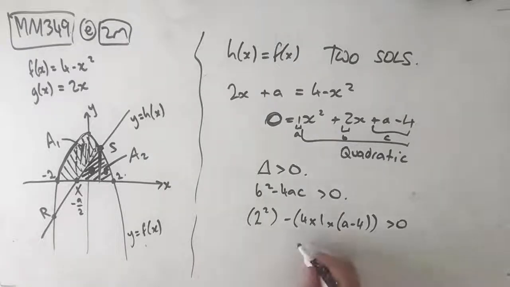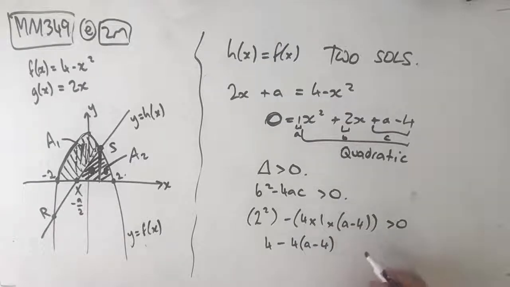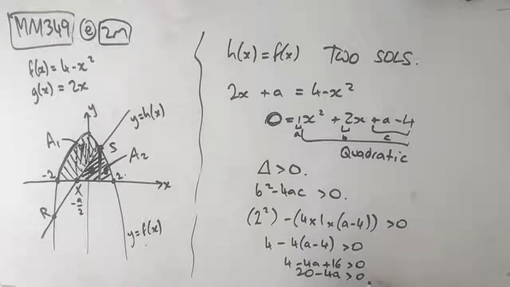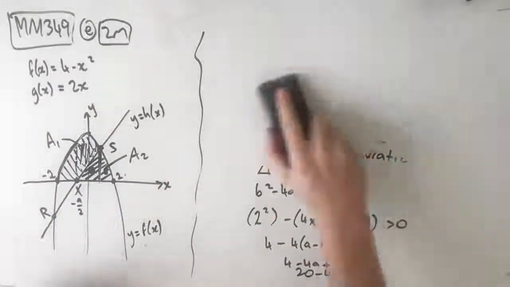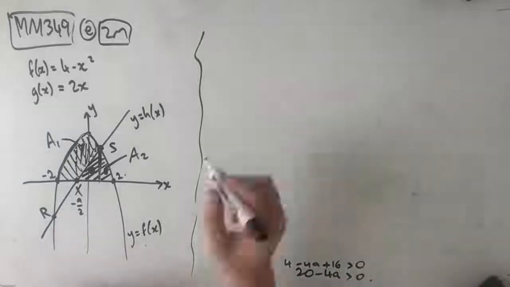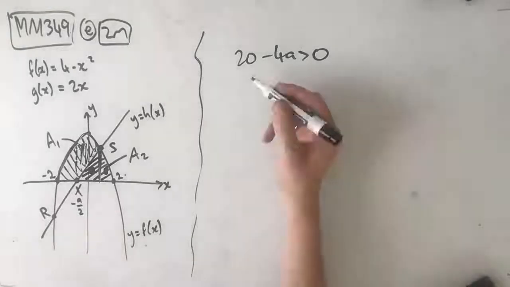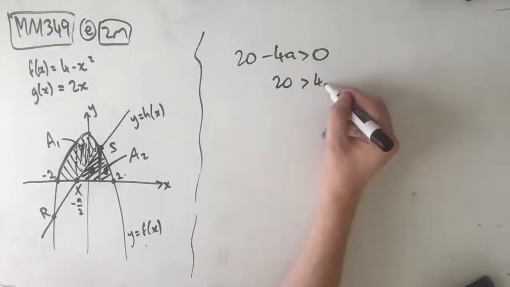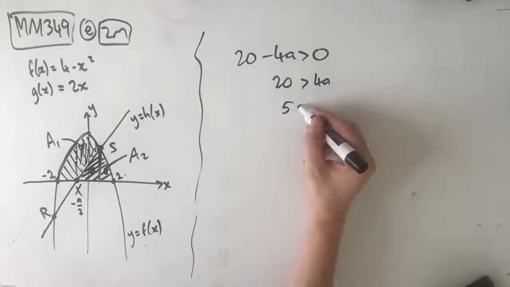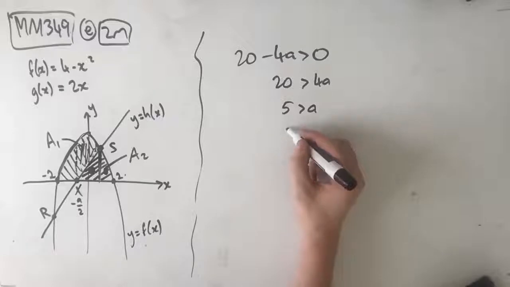So then from here, we can say that this is 4 minus 4 times a minus 4, which is greater than 0. And this gives us 4 minus 4a plus 16, which is greater than 0. And then this gives us 20 minus 4a is greater than 0. Now we can simply just keep solving this for a. What we end up with is, I'll just rewrite this, 20 take 4a is greater than 0. And then from here we can say that 20 is greater than 4a. So 5 is greater than a, which means that, I'm just going to swap them over, a is less than 5.